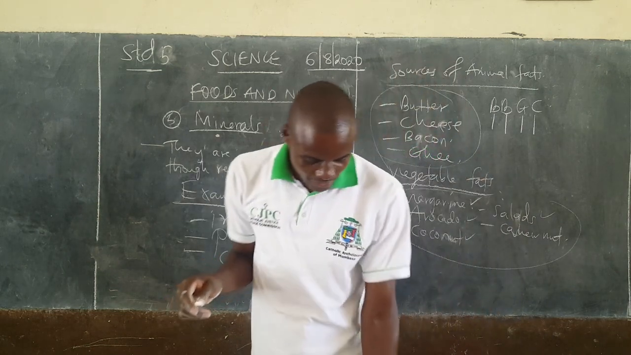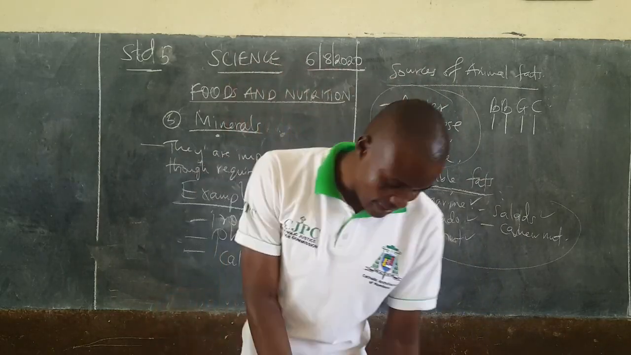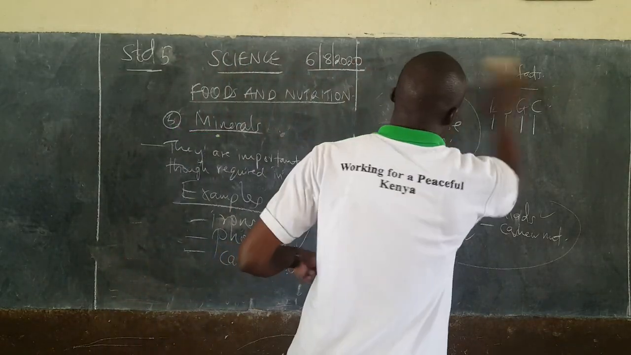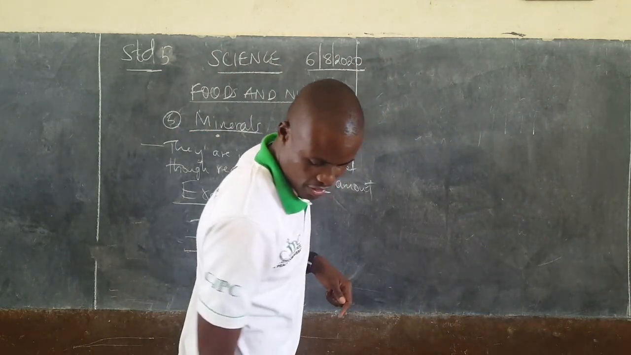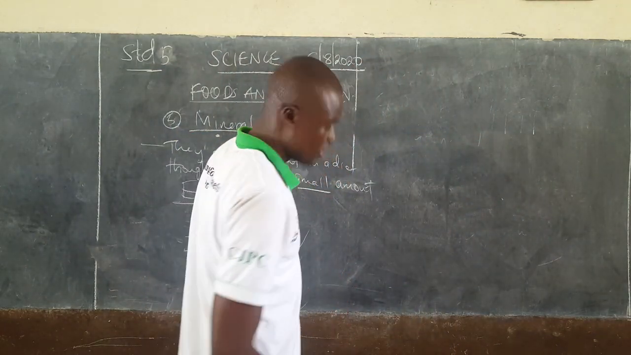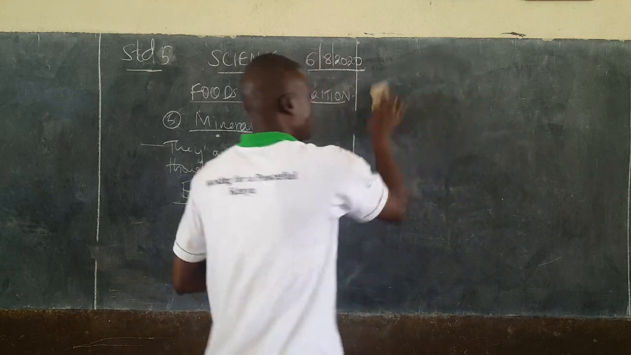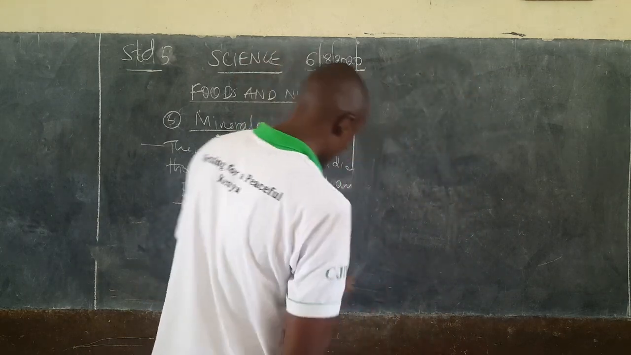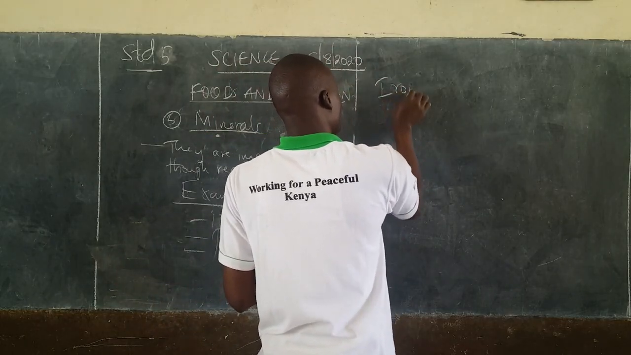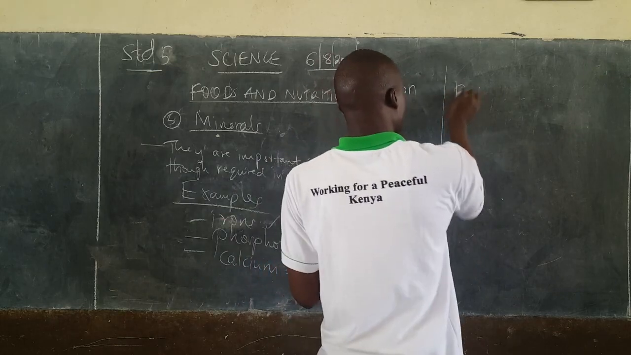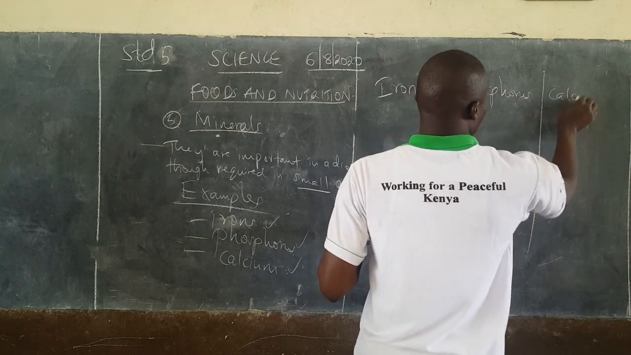What we need to know now is what iron is and what its use is in the diet. We want to know these minerals and how important they are in our body. So we're going to make a small table here to learn this faster. We're going to have the first one, iron. Number 2, phosphorus. And lastly, we have calcium.